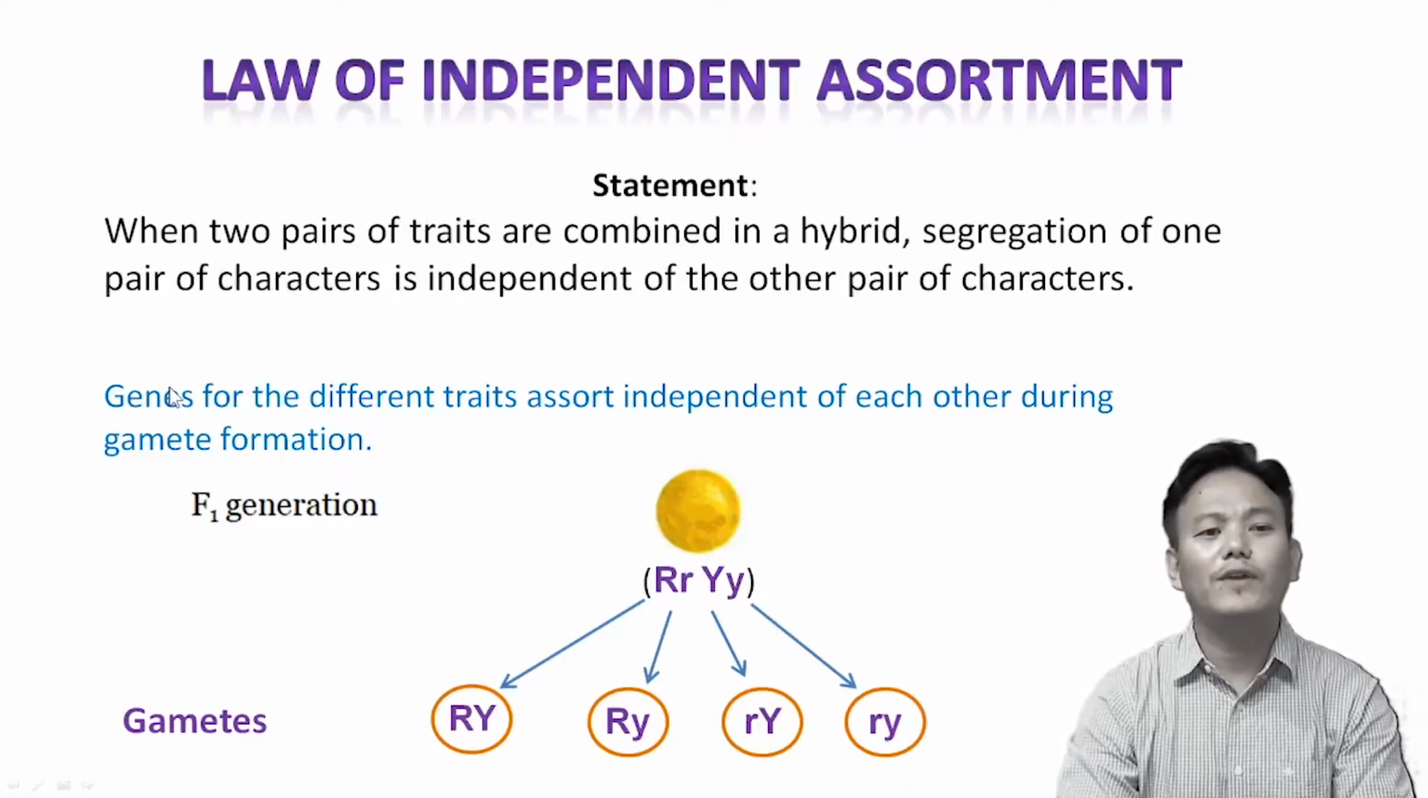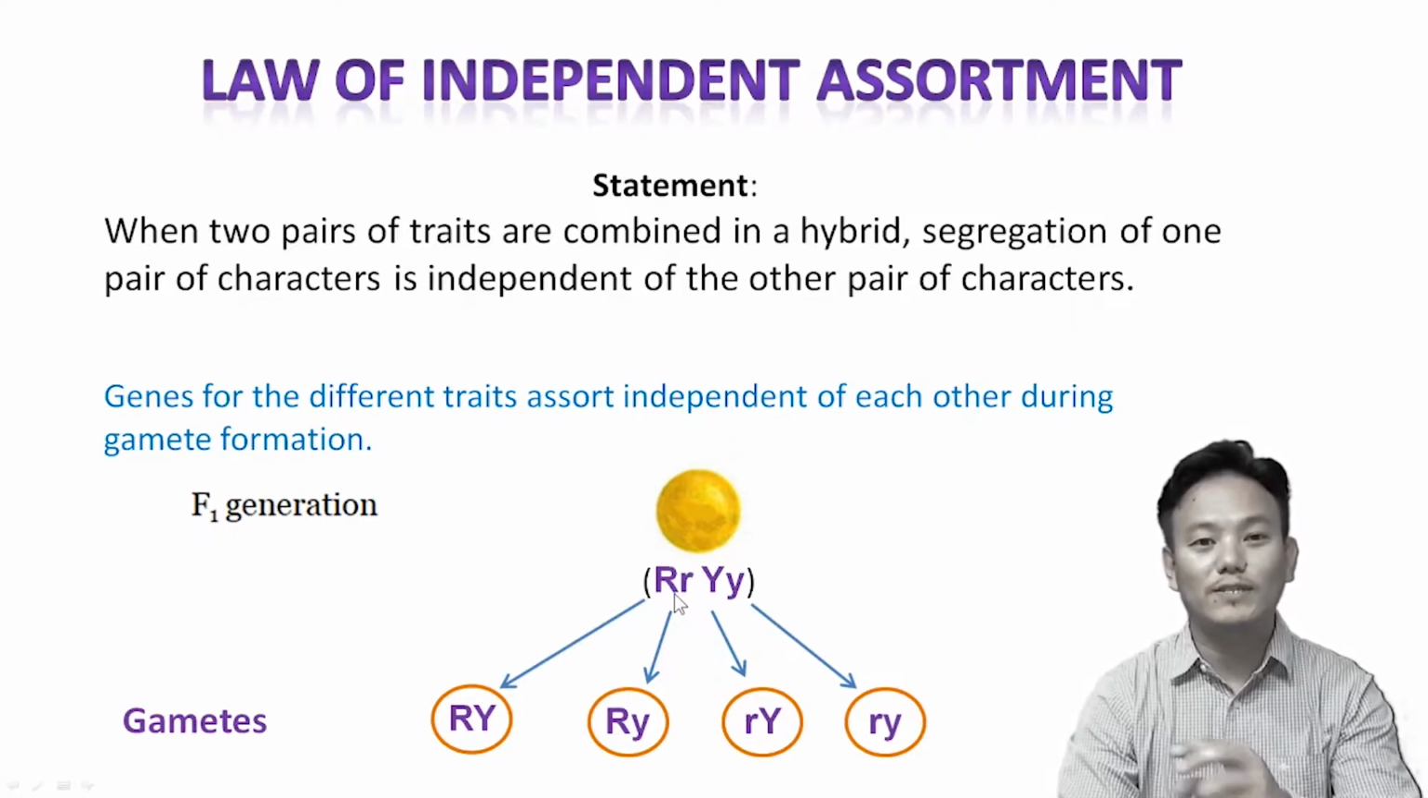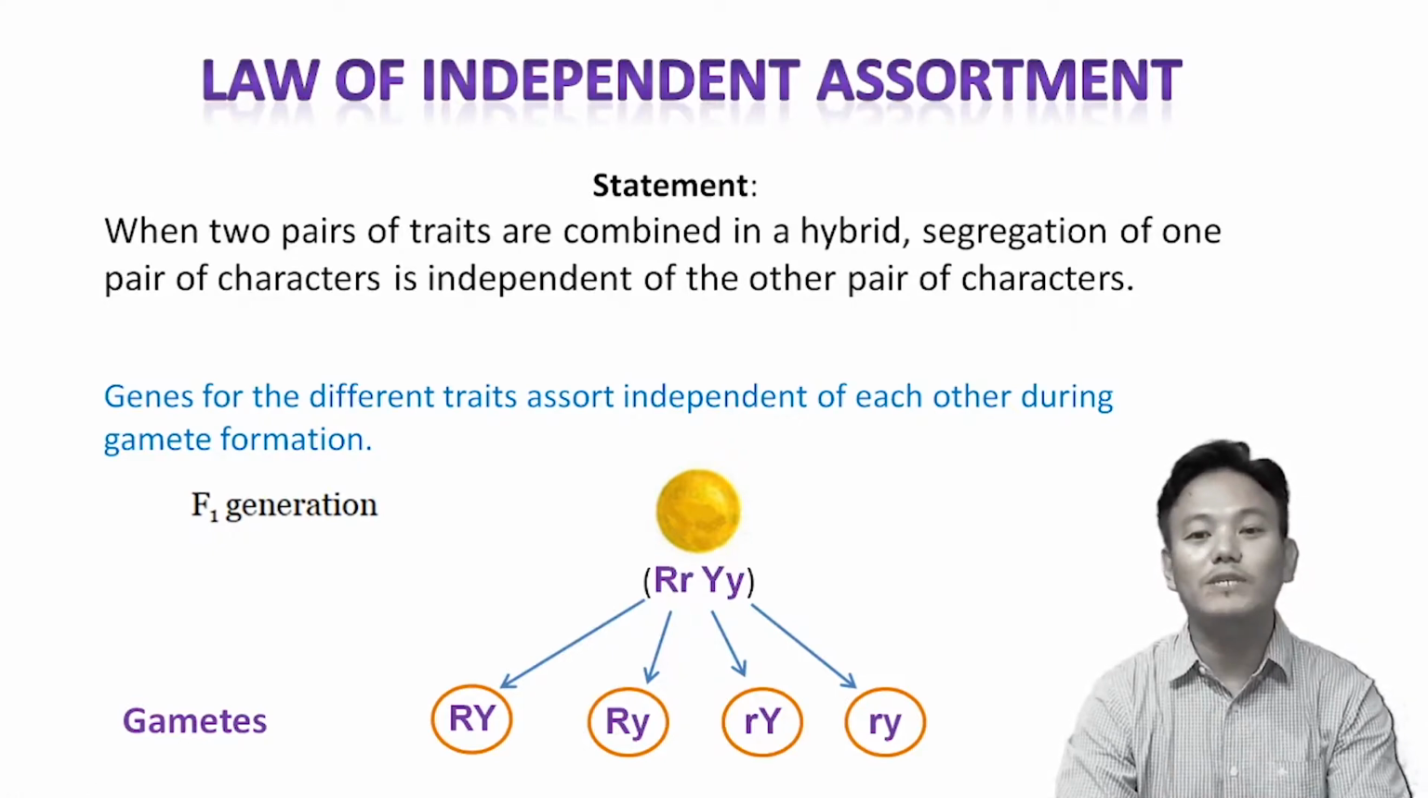Another statement that you can find on the internet or through Google is that the law of independent assortment states that genes for the different traits assort independently of each other during gamete formation. So during gamete formation, what happens? The alleles or the genes for the different traits segregate. While segregating, they assort independently of each other during gamete formation.